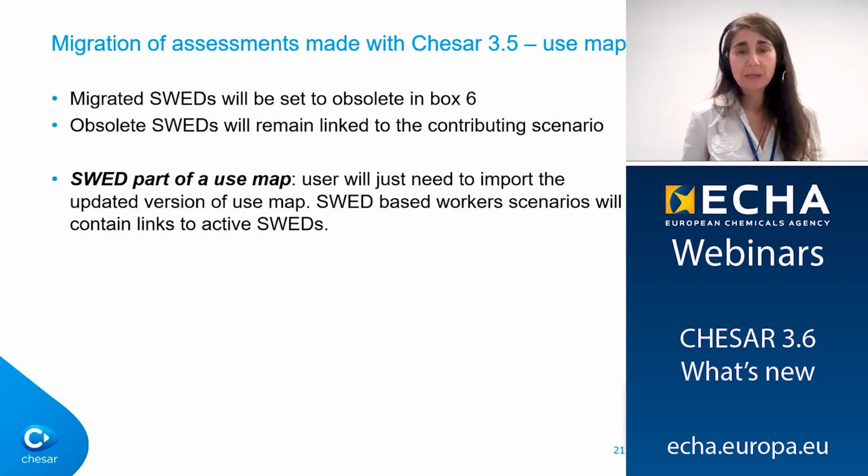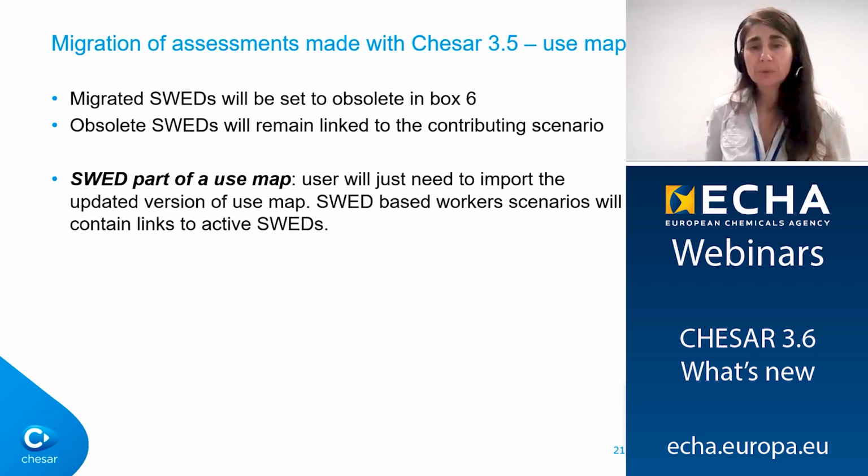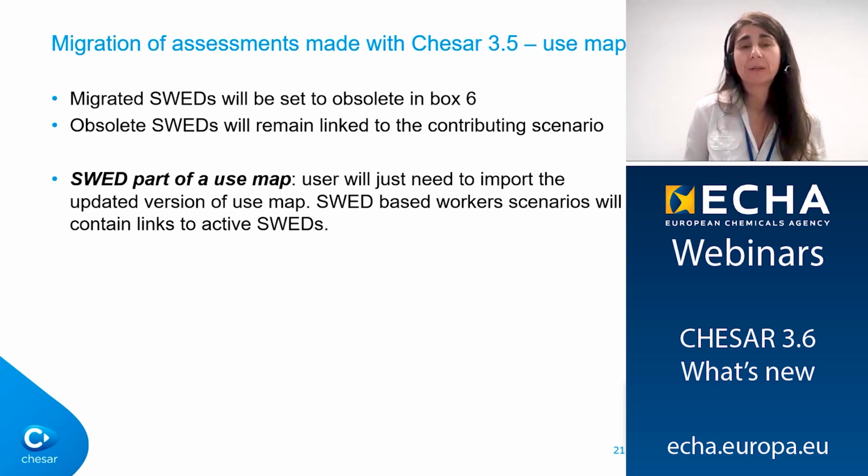The migration of assessments made in 3.5 and having a use map will be slightly different, because all the migrated SWEDs will be set to obsolete in box 6. And when you open your box 3 assessment with that SWED, in the assessment this SWED will also appear as obsolete. Obsolete SWEDs will remain in any case linked to the contributing scenario, so you will not have any problem because the link will be maintained. However, if the SWED is part of a use map, the user will just need to import the updated version of the use map. The SWED-based worker scenarios will then contain, after the update of the use map, the link to the active SWEDs.